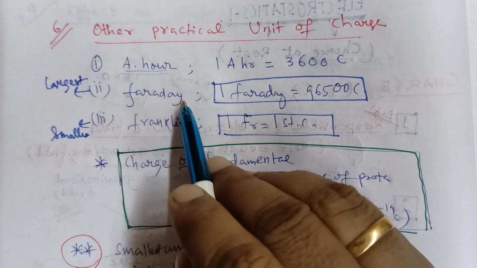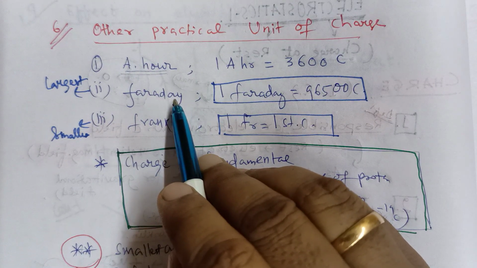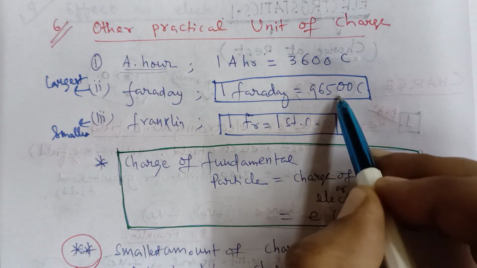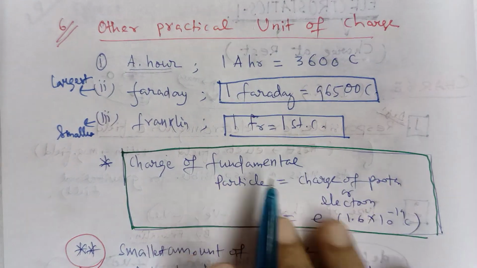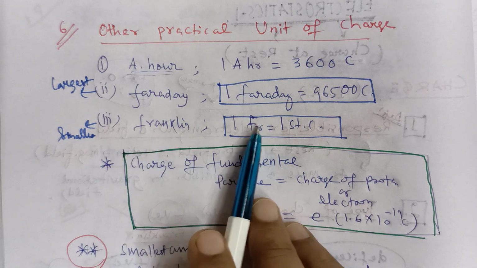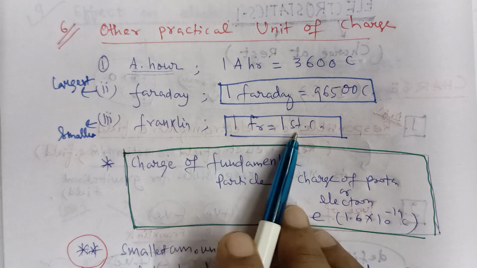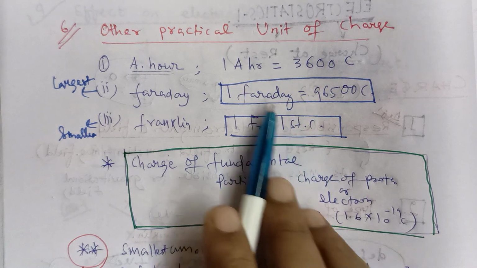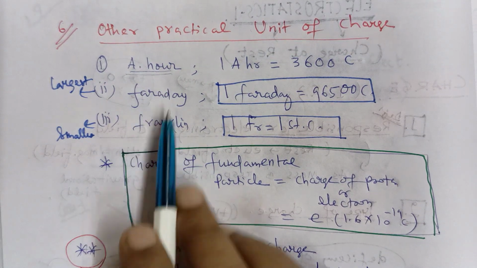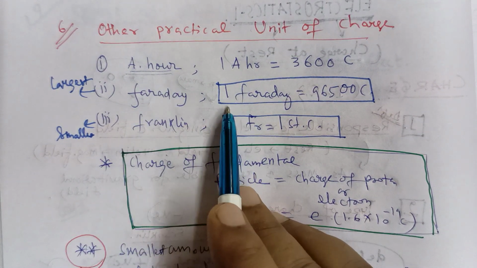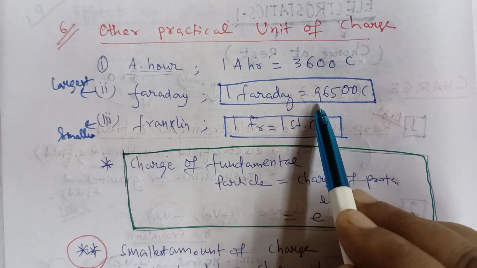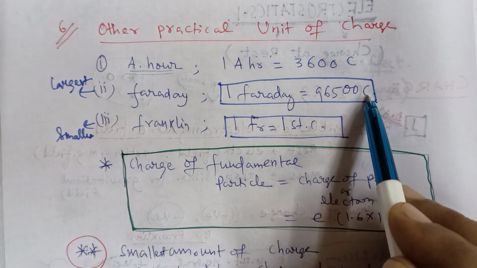There is another unit, named after the scientist Faraday. 1 Faraday, you should remember, is 96,500 coulomb. And another unit is also associated with a scientist named Franklin. In shortcut we can write FR, that is 1 stat coulomb. And these two units are the largest and smallest practical units of charge. If the question comes for the largest unit of charge, you will write 1 Faraday, and its value is 96,500 coulomb.